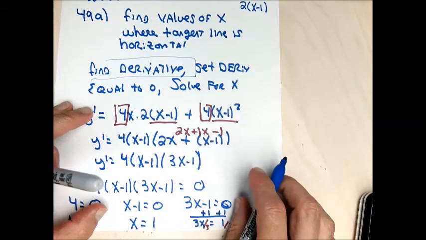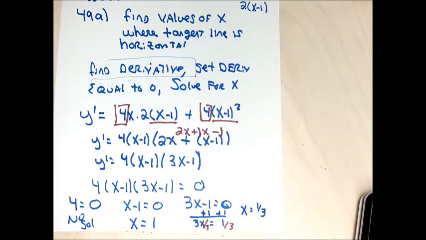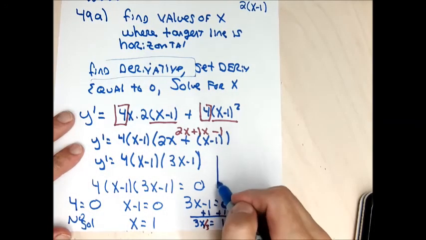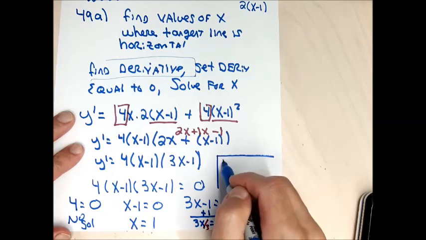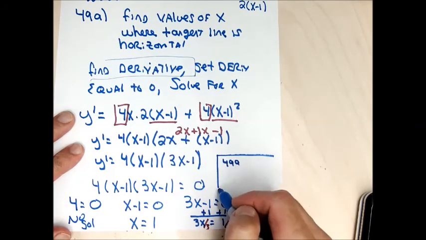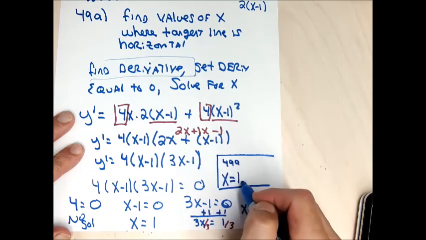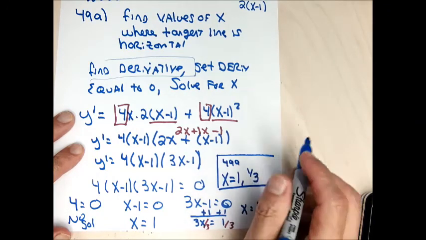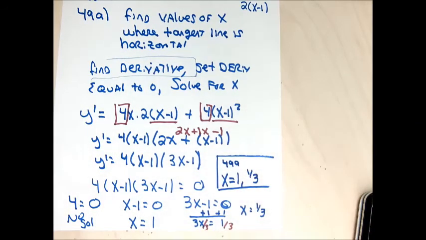I think I'm going kind of fast, but I know this complexity doesn't come on the test. So the answer to 49a, the values of x where the tangent line is horizontal, is x equal to 1 and x equal to 1/3. Because there's two answers to part A, there needs to be two lines that I need to find in part B. So done with part A, moving on to part B.